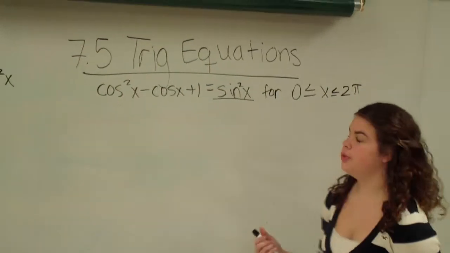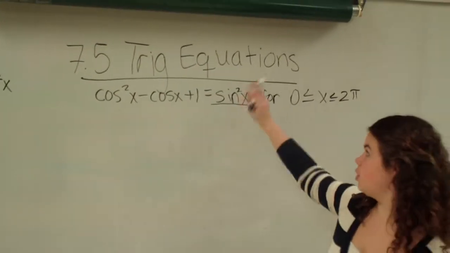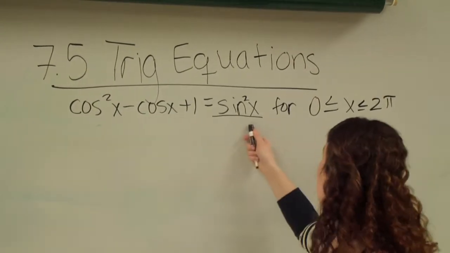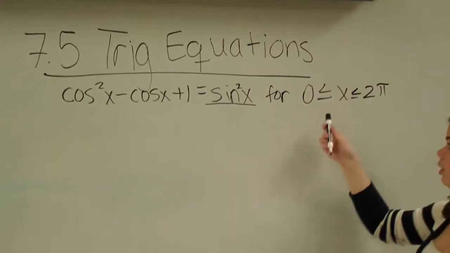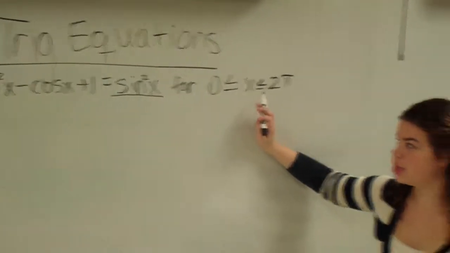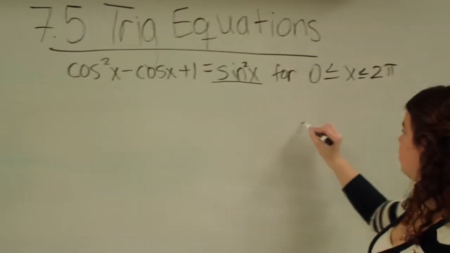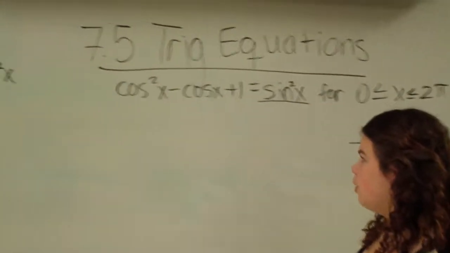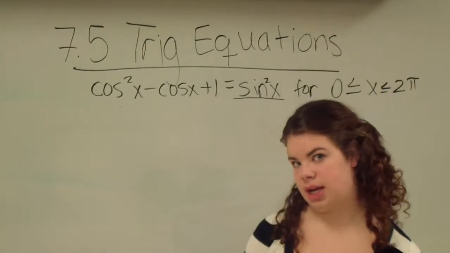Okay, so today we're going to be continuing 7.5 trig equations, and our problem is to solve this equation for x on the values of 0 is less than or equal to x, which is less than or equal to 2 pi. So all around your circle, any value from here to here. So right off the bat, we can recognize something.